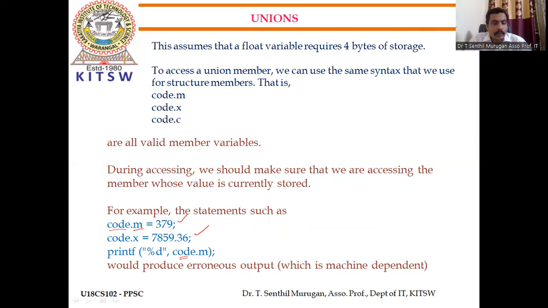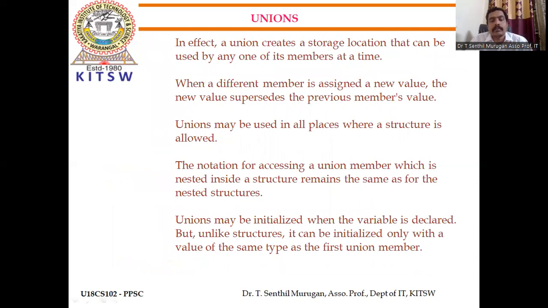So what happened here? code.m is 379, code.x is 7859. You recently used the x member, but you are printing the m member, so it will show an error. Why? Because currently the value is stored in code.x only. If you print code.x, this value will be printed. Since m was already overwritten, that memory changed to the x float value. So this will show the error. That is the main disadvantage of union.